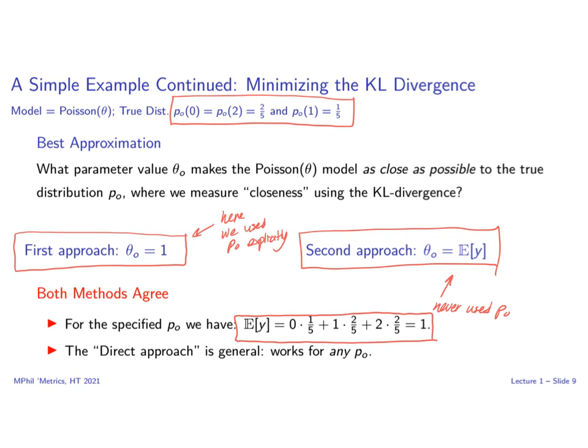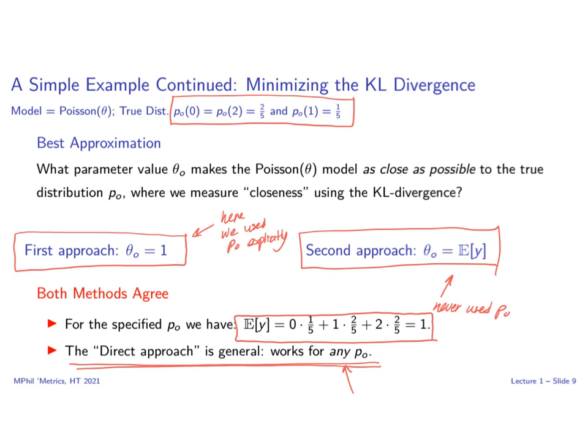So the two approaches coincide, but the nice thing about the second approach, which you might call the direct approach because it went straight to the likelihood, straight to the expected log likelihood, I should say, and maximized that rather than bothering about that constant that's irrelevant in the Kullback-Leibler divergence. Well, this approach, it's general. It works for any true distribution at all. So what we see here is we don't actually need to know what the true distribution is to determine which value of theta does the best job of approximating it.